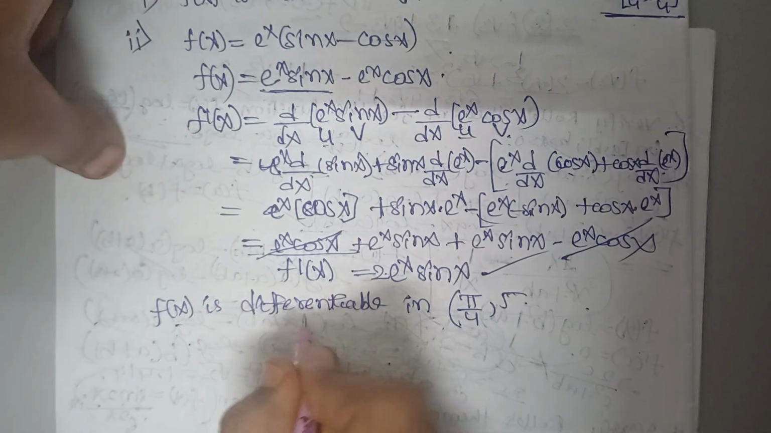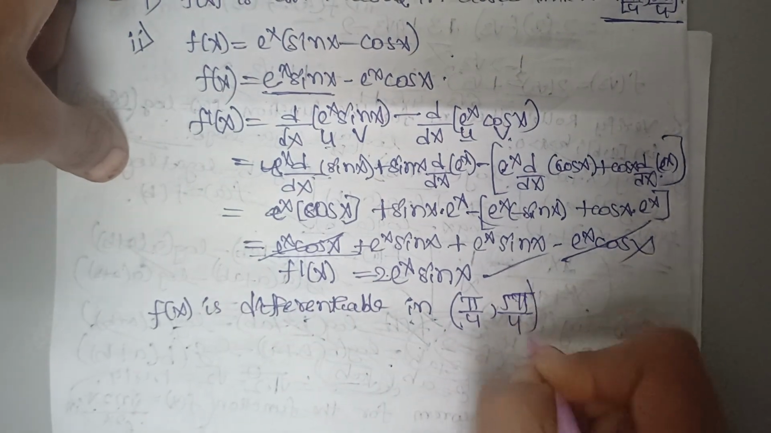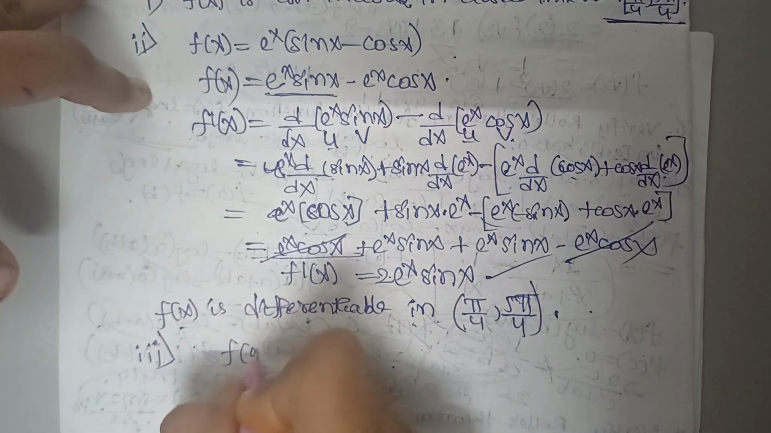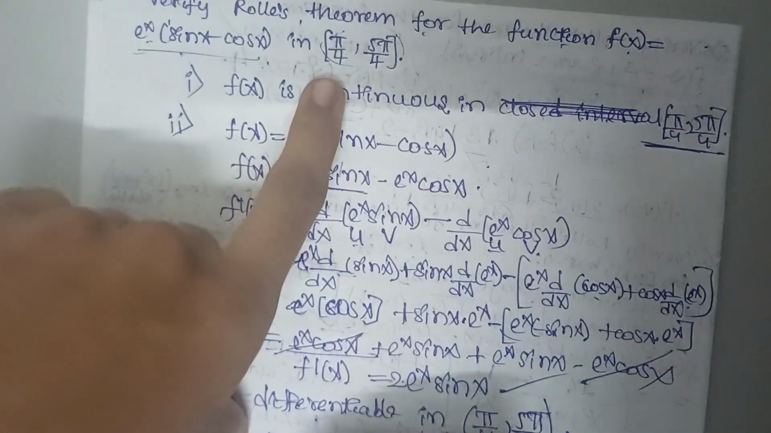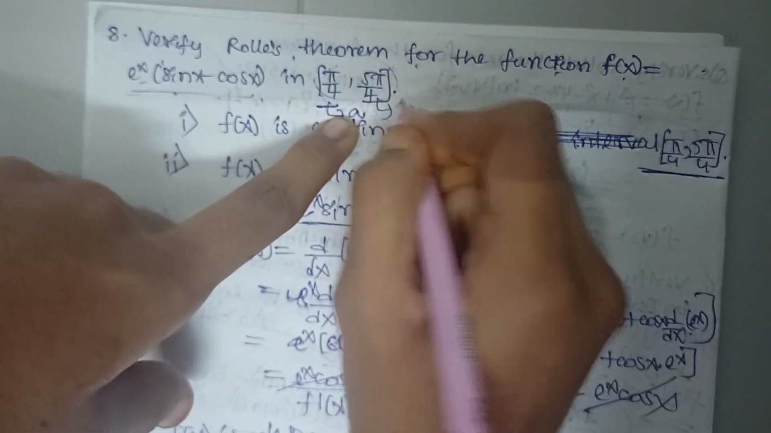Oh, you are unable to see it. f of x is differentiable in open interval pi by 4 comma 5 pi by 4. And our third condition is to check whether f of a is equal to f of b or not. For that, see, whatever interval is given, the first one represents a and the second one represents b.